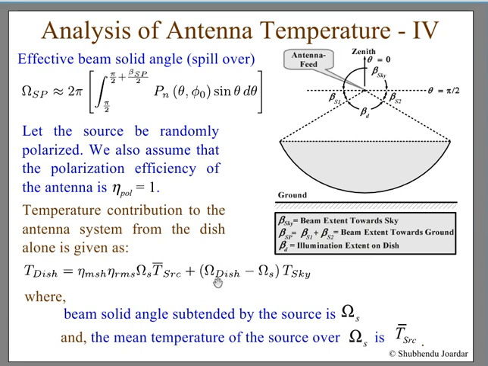That is the dish, omega dish minus this omega S. You have to subtract it because that area will be hidden by the source. So that area you are subtracting it into the temperature of the sky. So that should be the temperature of the dish radiation pattern. Here it says that omega S is the angle subtended by the source, and the mean temperature of the source omega S is T source.